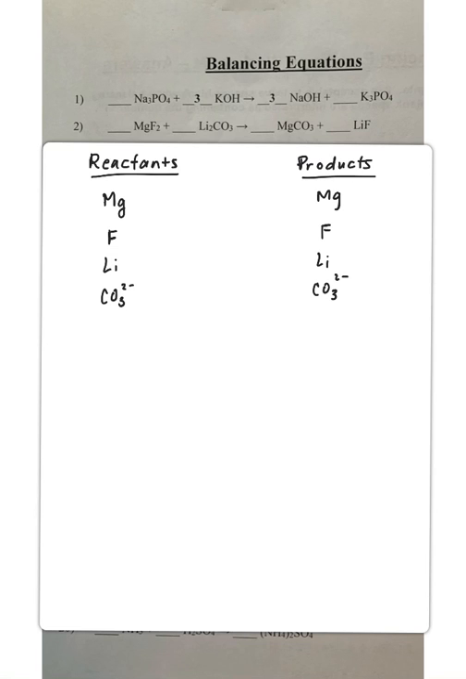So I can use the trick of counting polyatomic ions here, just like in the previous example. We see that in magnesium fluoride, there is just 1 magnesium cation, but there are 2 fluoride anions. In lithium carbonate, there are 2 lithium cations. There's only 1 cluster of carbonate. On the product side, in magnesium carbonate, there is 1 magnesium cation. There is 1 cluster of carbonate. In lithium fluoride, there is 1 lithium, and there is 1 fluoride.